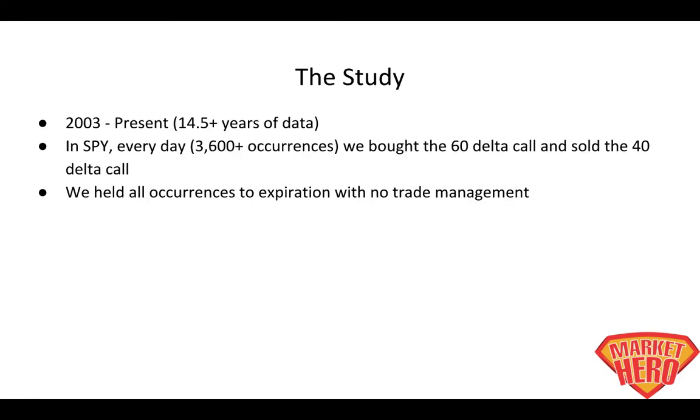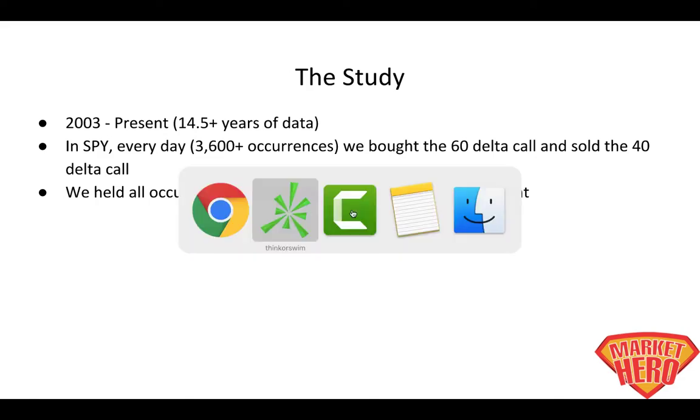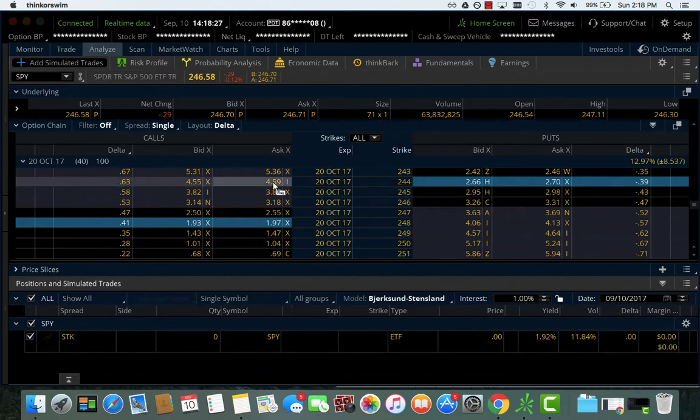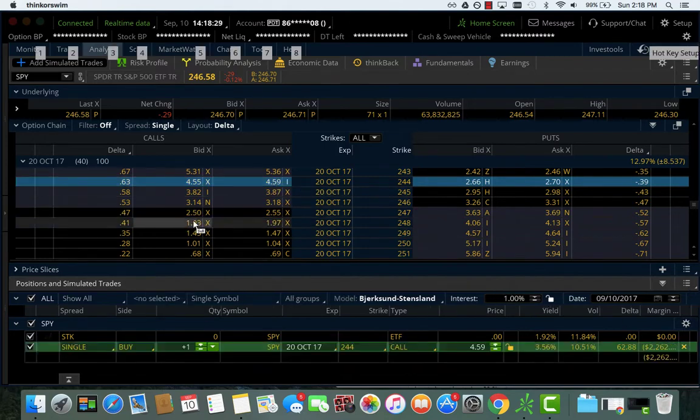So let's jump right in to how we do it. So again, what do we do? 2003 to present, 14 and a half plus years of data, depending on when you're watching this. Every single day in SPY, we bought a 60 delta call and sold a 40 delta call, and we held until expiration. So we showed you guys just how to do that. Let's do it again real quick, right? Buy the 60 delta call, sell the 40 delta call.